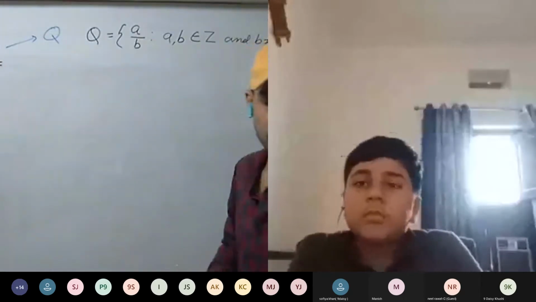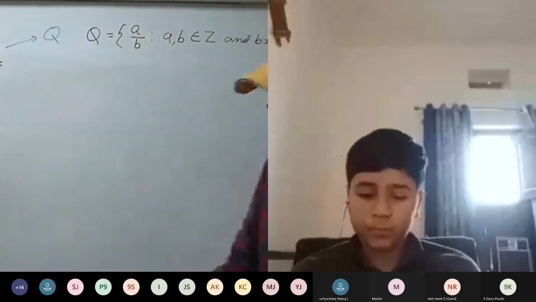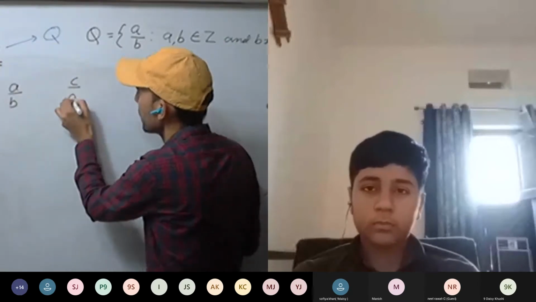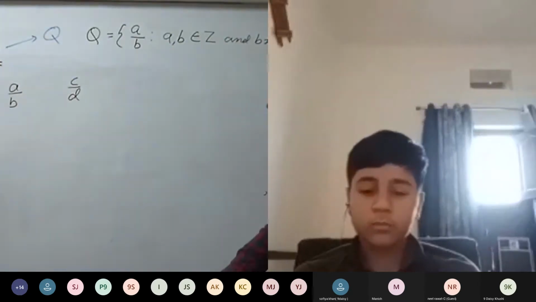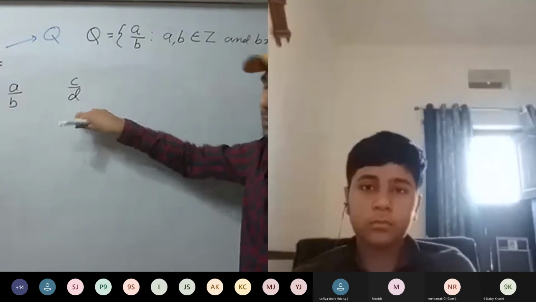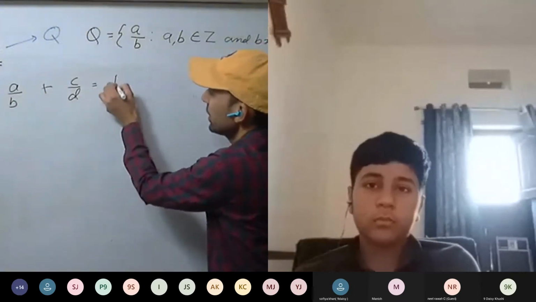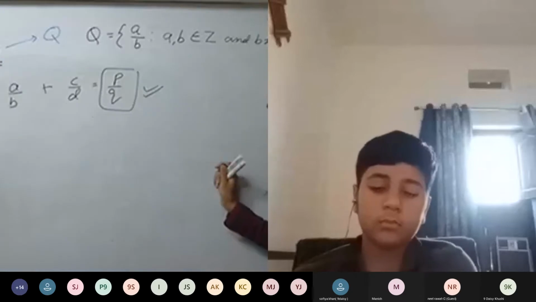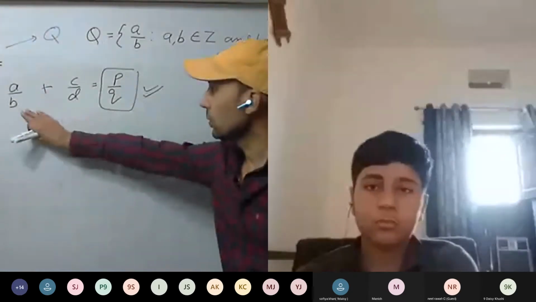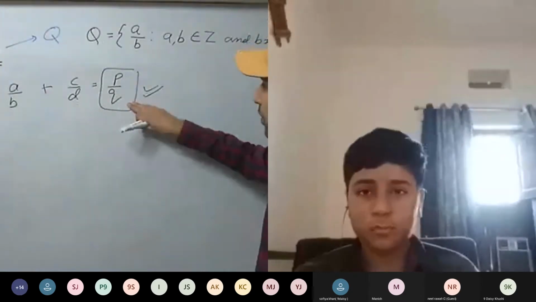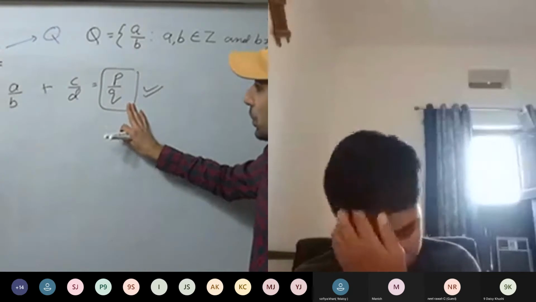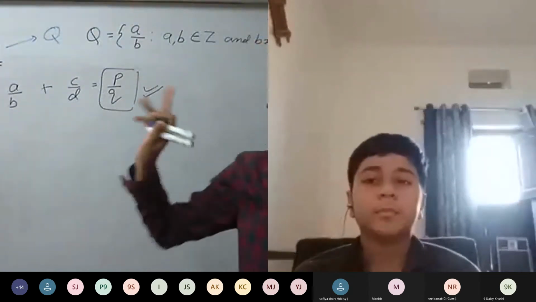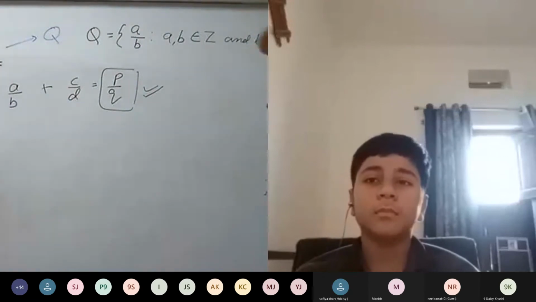Properties of rational numbers as well we have to discuss. So, properties of rational numbers. For example, if A by B, C by D are two rational numbers, and we add them, then the resultant number will also be a rational number. So addition of two rational numbers is always a rational number. This is the first property: the sum of two rational numbers is always a rational number.